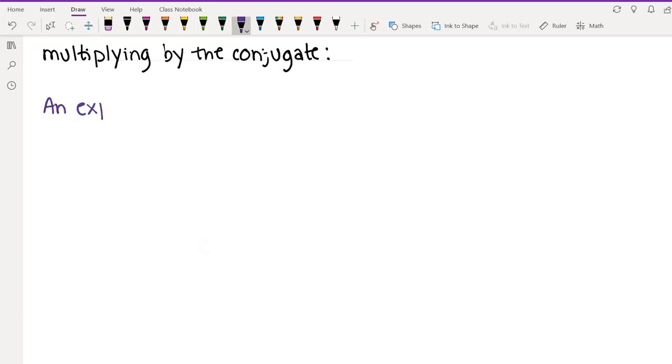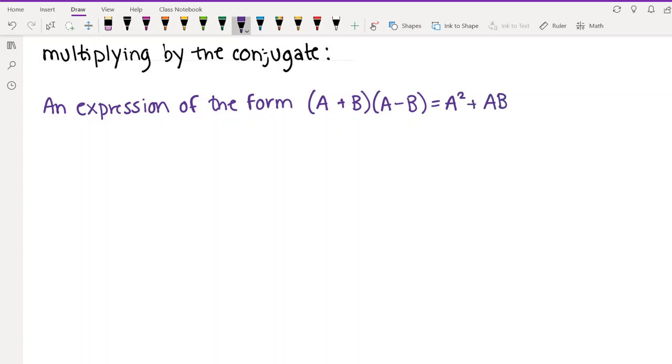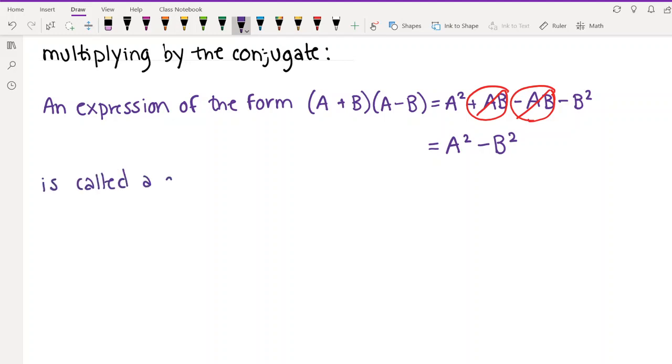An expression of the form a plus b times a minus b. What happens when you multiply two things like that together, where you have basically the same two terms, but one of them has addition and one has subtraction? When you multiply those two things together, you get a squared plus ab minus ab minus b squared. These middle terms cancel out, right? So you have a plus, you have a minus, and altogether you're just left with a squared minus b squared. Anything that is of this form is called a difference of squares. We're going to take advantage of this nice property of the middle terms canceling out to help us get rid of square roots.